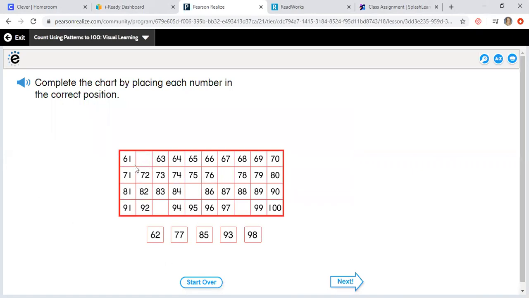Okay, so what number is missing? Let's go ahead and listen to the instructions. Complete the chart by placing each number in the correct position.